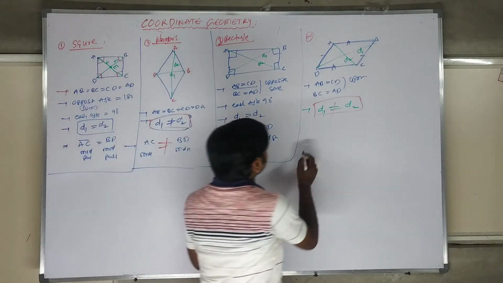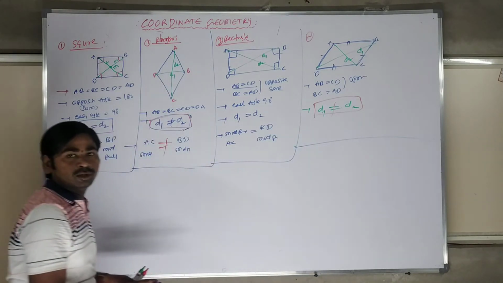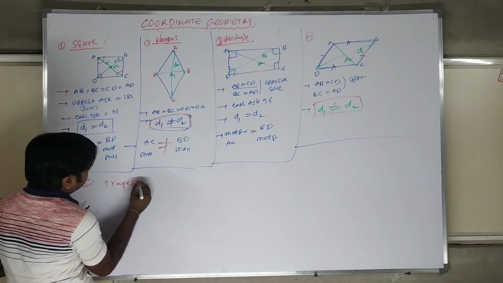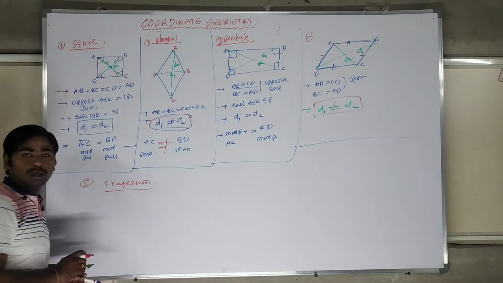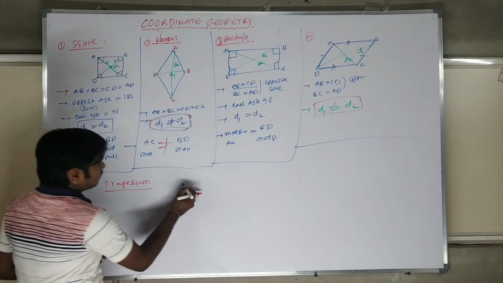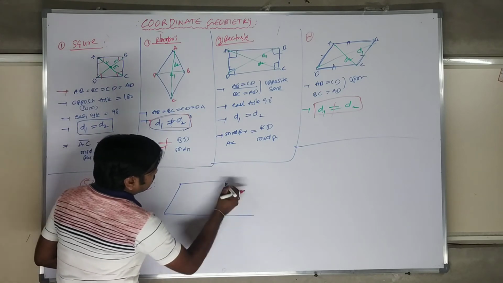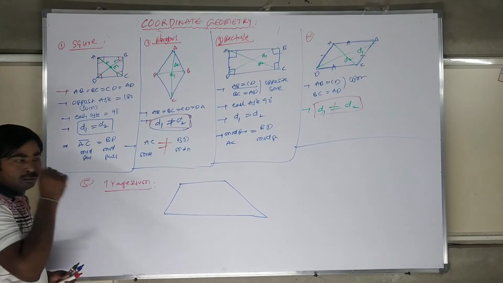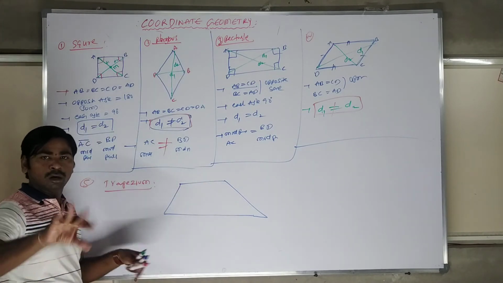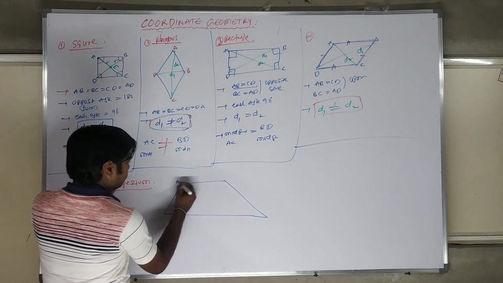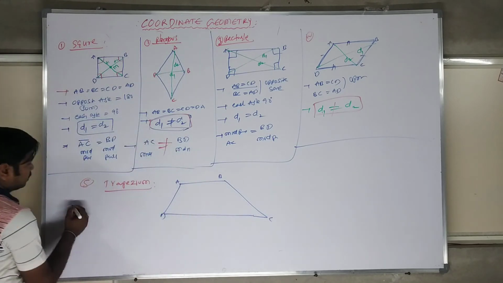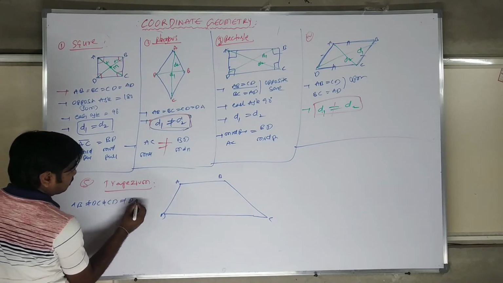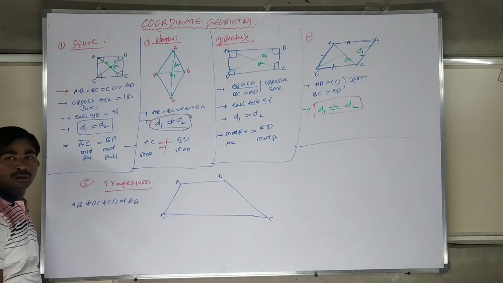Next, the last one is the trapezium. The logic is very simple. The quadrilateral has all four sides different. Sometimes these sides will be the same, we are not yet sure. So AB is not equal to BC, not equal to CD, not equal to DA. All should not be the same. All are different. What is the concept?